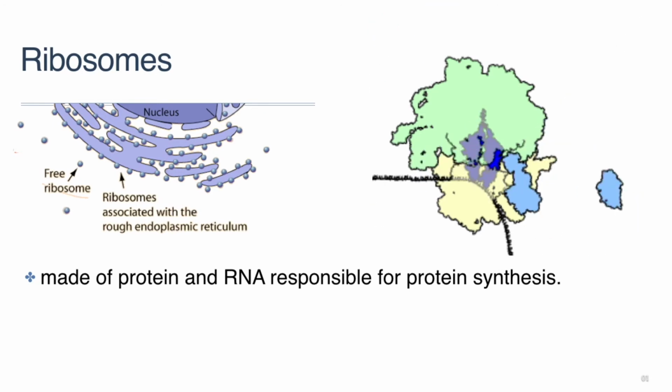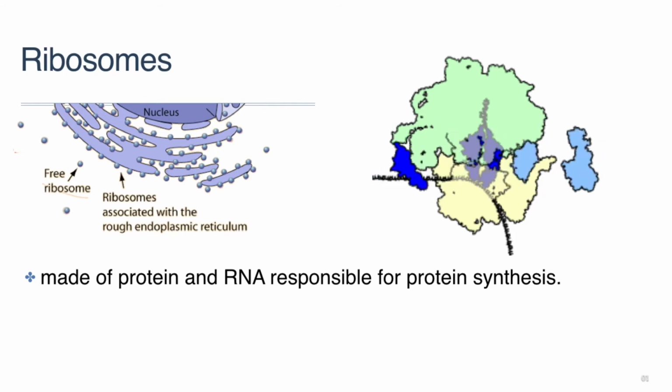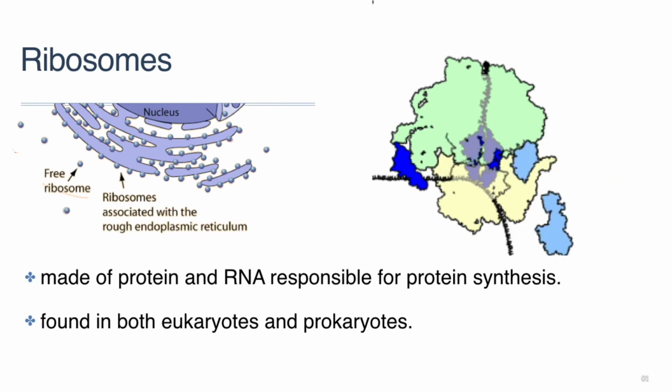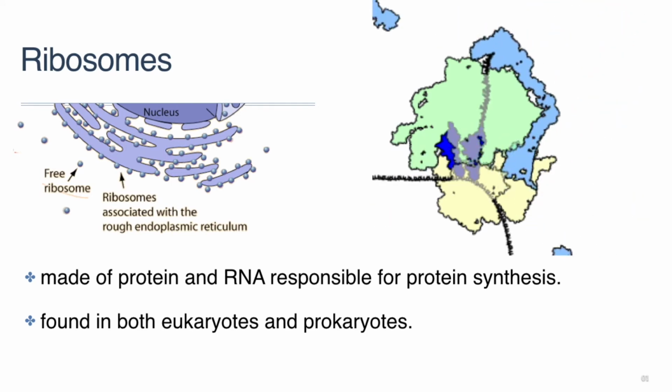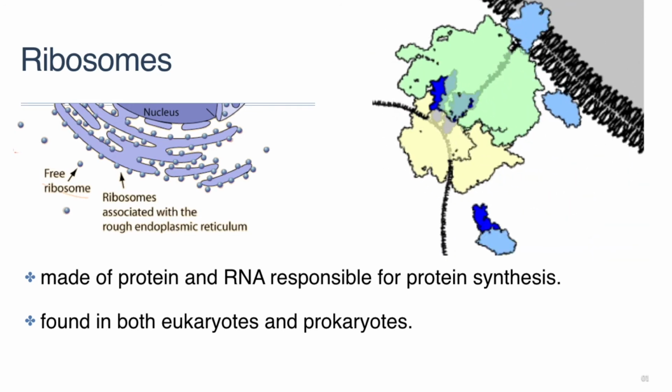Both parts of a ribosome are made out of a combination of protein and RNA, and they're made in the nucleolus. Ribosomes are special because they are found in both prokaryotic and eukaryotic cells, and because, unlike any other cell structure we've covered so far, they are not surrounded by a membrane. And remember, prokaryotic cells cannot have any membrane-bound organelles, but ribosomes do not have a membrane, so they are actually found within prokaryotic cells.